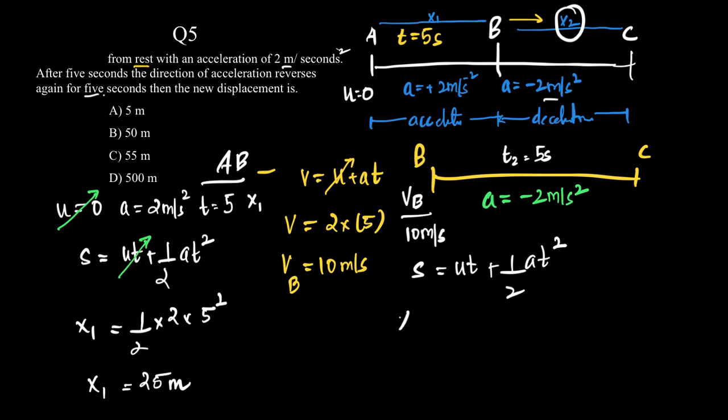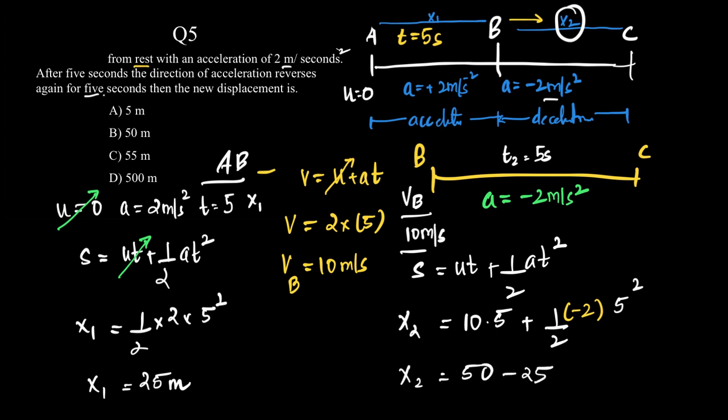What is s? s is x2. What is u? It is 10. So this is 10 into, what is t? t is 5. 5 plus half into a, which is not 2, it is minus 2 times t square, 5 square. So x2 becomes 10 into 5 is 50. 2 and 2 will cancel off. So 50 minus 25, which is basically 25.